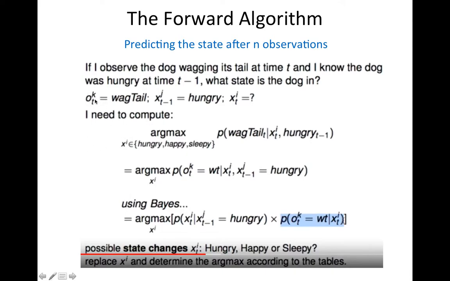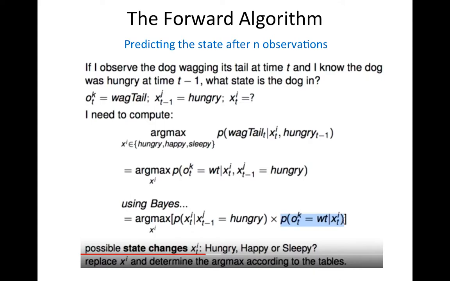The observation at time t is wagging tail, and we know that at the t minus 1th state it was hungry, and you need to know what state it is in at time t. So this is a classic Bayesian problem. How many of you know Bayes formula here? Probability of A given B. That's something basic that you may want to see.